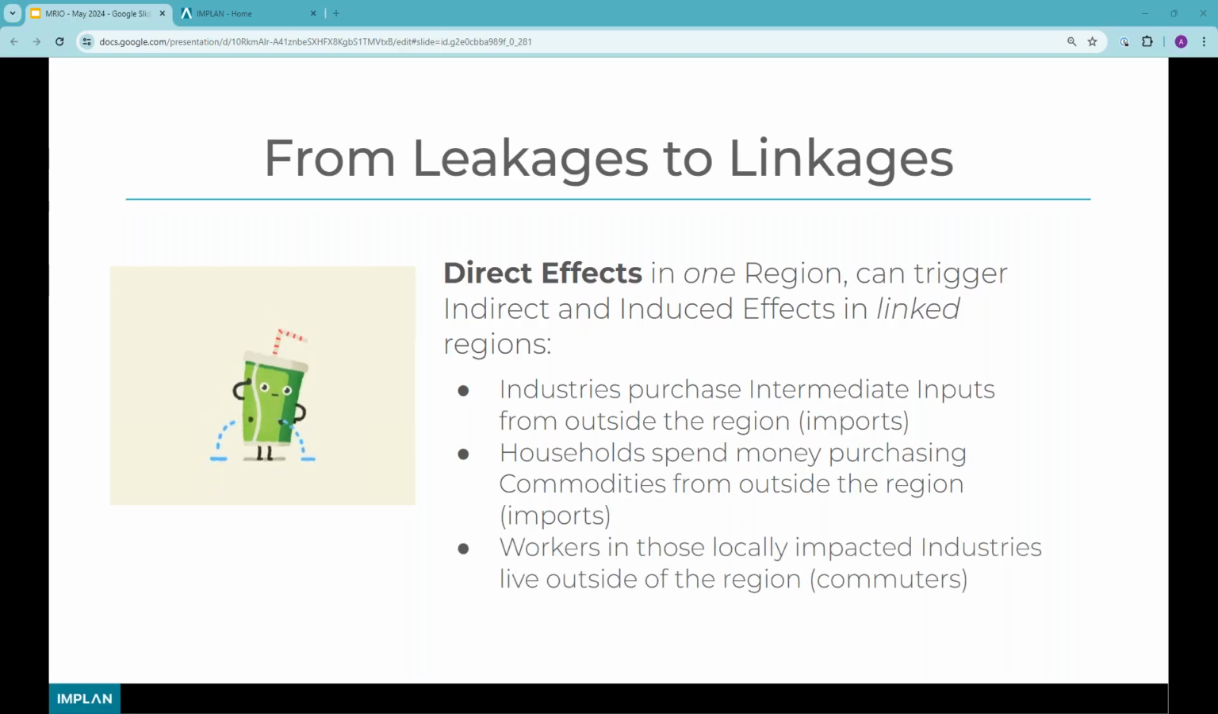And the last one is going to be the workers. So we said in a single region analysis, we know that not all of our workers are going to live and reside and work in the same region. Some of them are going to live outside the region. If we have linked up those other regions through this MRIO process, we can capture the spending of their earned income on that region.